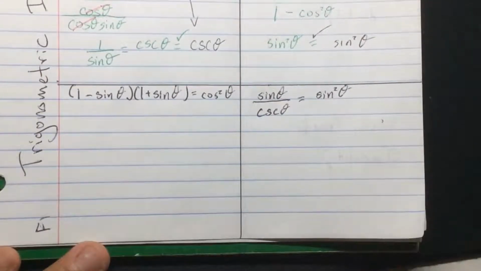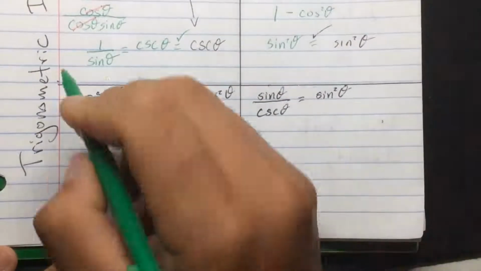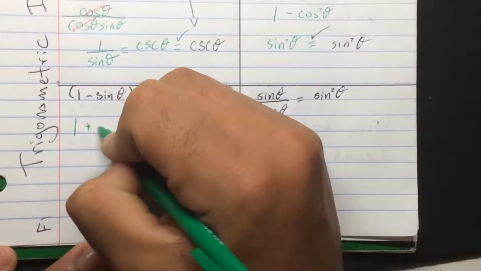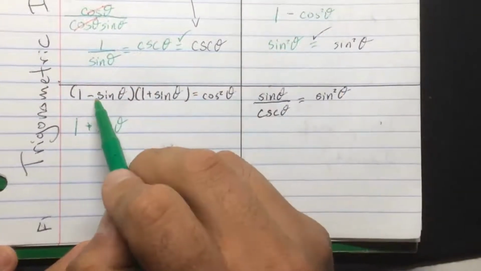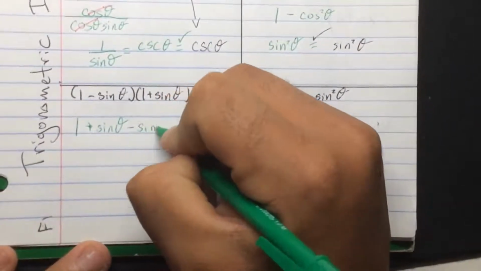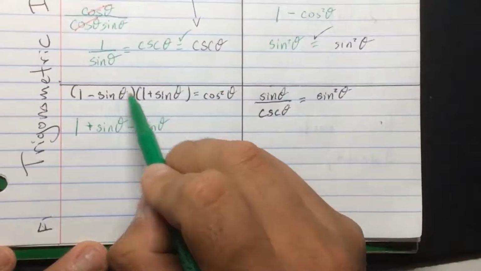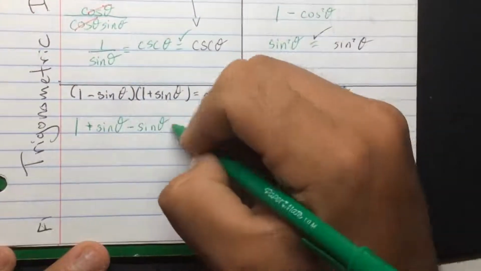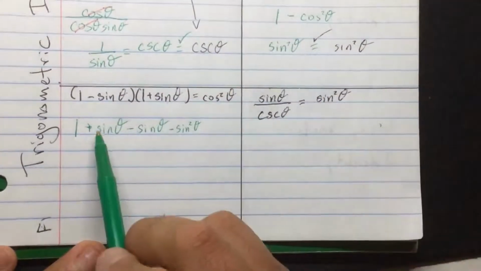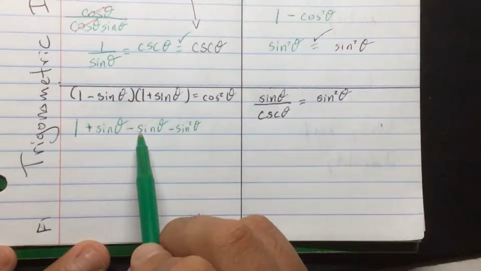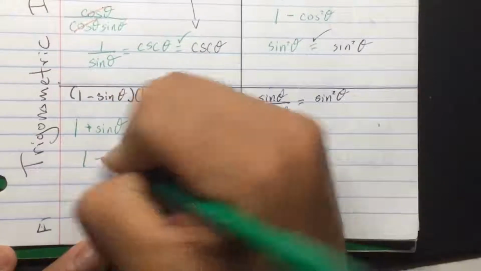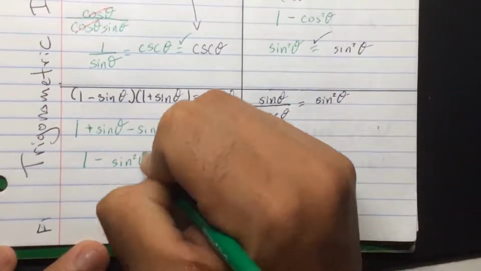What we're going to do is just distribute. So we have 1 times 1, which gives us 1. 1 times positive sine theta gives us plus sine theta. Negative sine theta times 1 gives us a minus sine theta. And negative sine theta times positive sine theta gives us a negative sine squared theta. Positive sine theta minus sine theta subtracts to 0. So all we're left with is 1 minus sine squared theta.